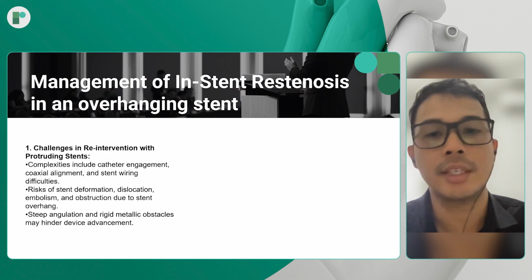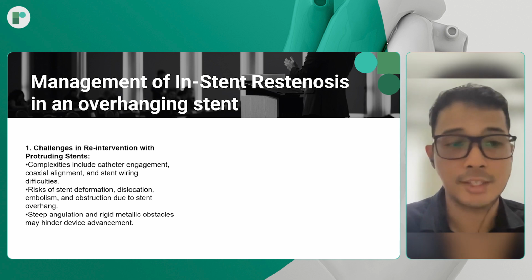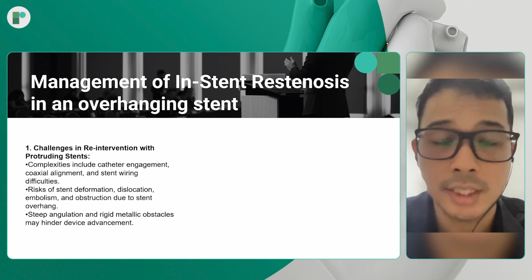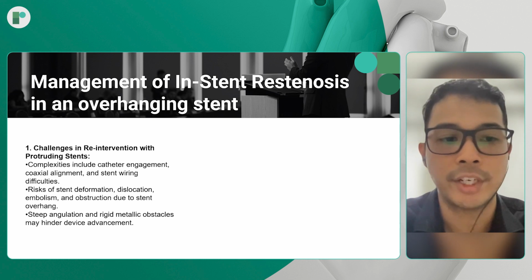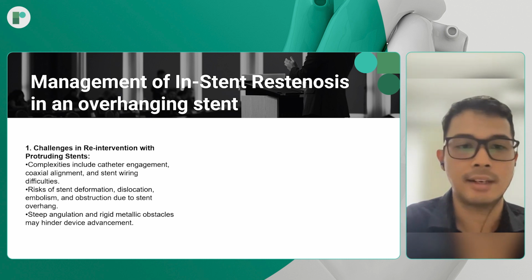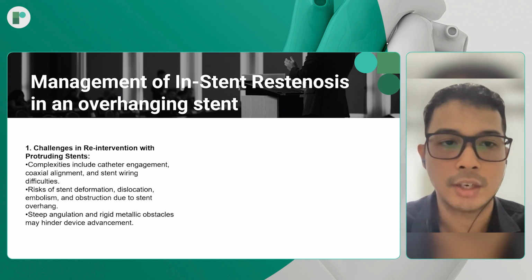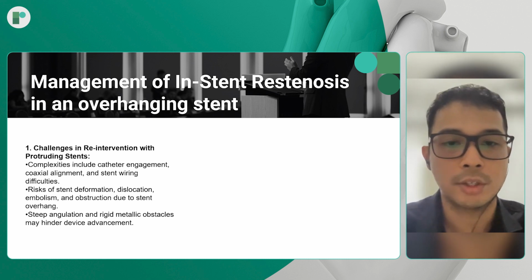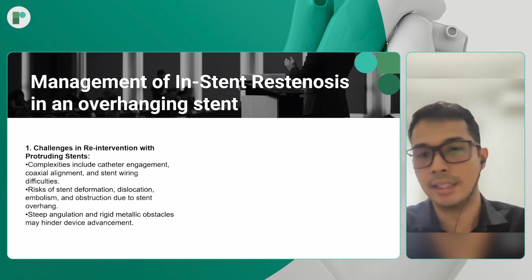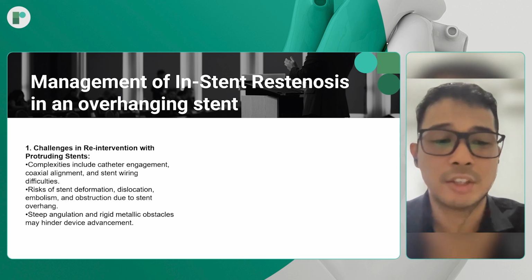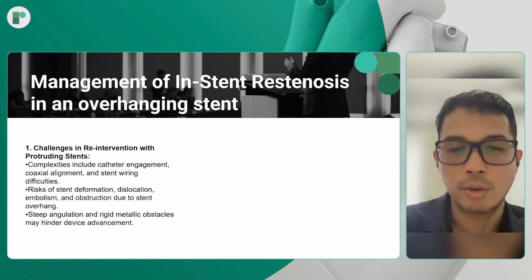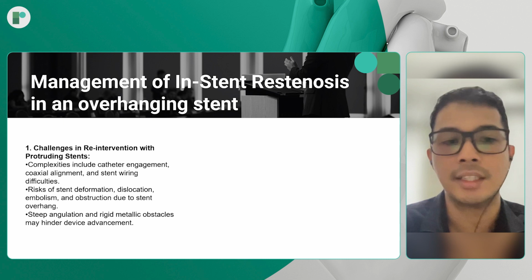And how to manage ISR in an overhanging stent, like in this case? The challenges in intervening on a protruding stent are catheter engagement, coaxial alignment, and also stent wiring difficulties. Using the side struts of the overhanging stent, like what we did, is a good technique and a good thing to do because it's quite impossible to perform PCI through the ostium of the overhanging stent. But it also carries the risk of stent deformation, dislocation, or embolism, and obstruction due to stent overhang. Steep angulation and rigid metallic obstacles might hinder device advancement.